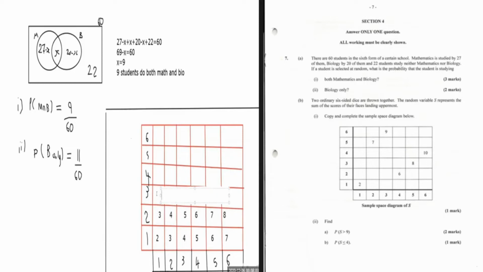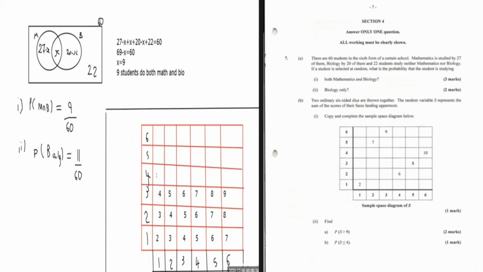Let's go over to here now. 3 plus 1, 4. 3 plus 2, 5. 3 plus 3, 6. 3 plus 4, 7. 3 plus 5, 8. 3 plus 6 is 9. So you get the gist of it already.